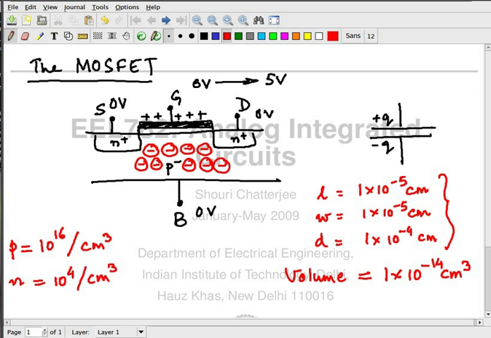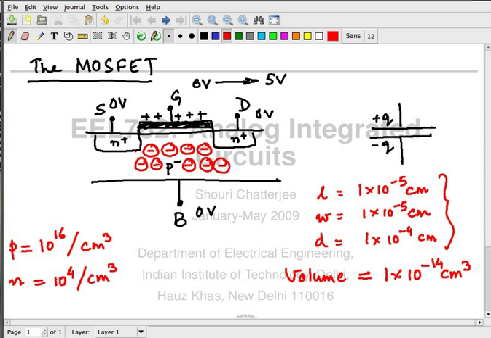Now, as you keep increasing this voltage at the gate, more and more holes leave. But there are only so many holes. How many holes are there in this? The volume is 1 into 10 power minus 14 per centimeter cube. This is the density of holes. So how many holes were there? 100 holes were there, approximately. So once the 100 holes leave, there isn't much more left, right?